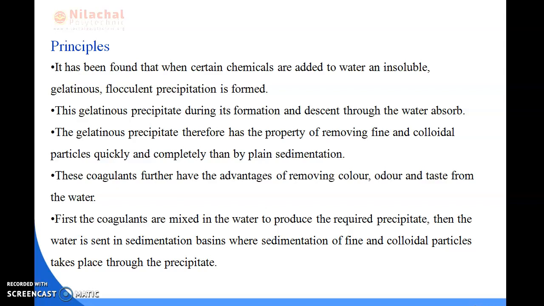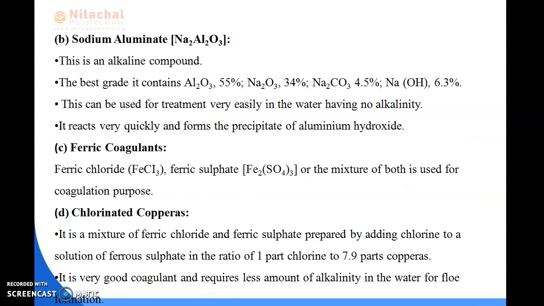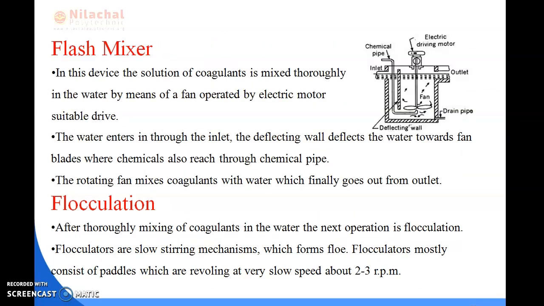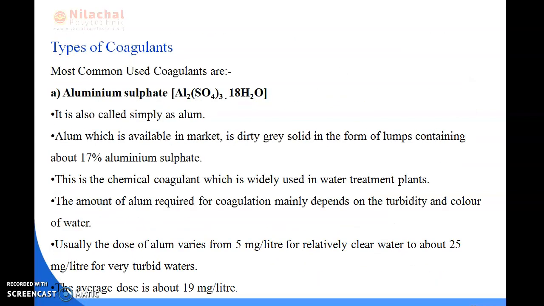So, in your mind it may be coming, what are the coagulants? Now we will be reading about the types of coagulants. First is aluminum sulfate. Second one is sodium aluminate, then ferric coagulants, chlorinated copperas, ferrous sulfate and lime. These are all the types of coagulants that are used in water treatment.